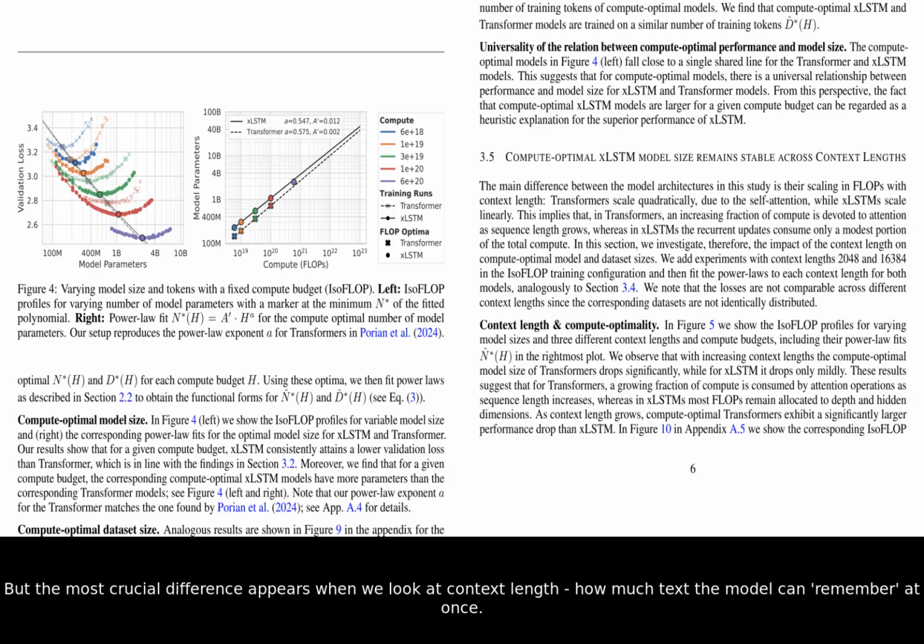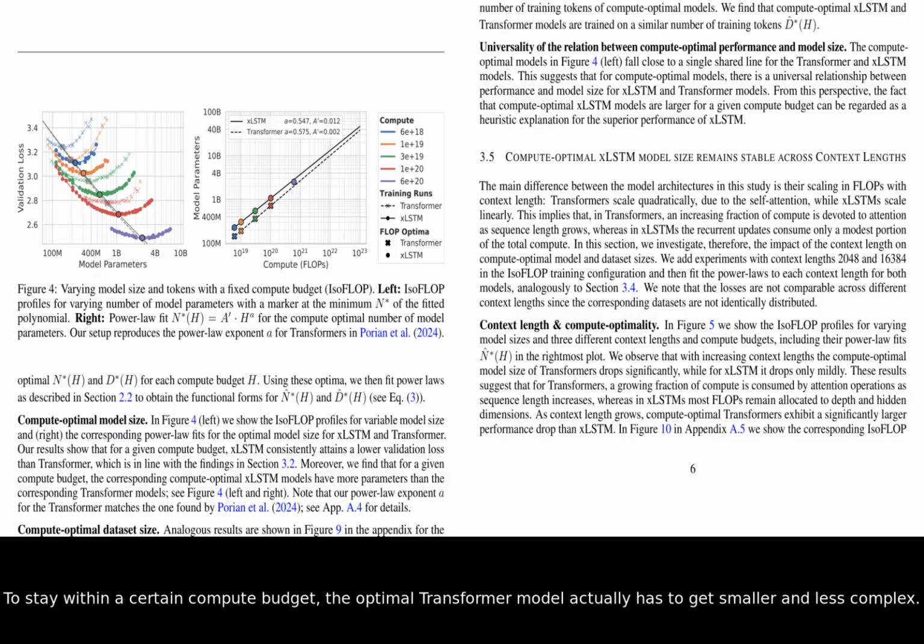But the most crucial difference appears when we look at context length, how much text the model can remember at once. For a transformer, as the context length increases, its quadratic costs for the attention mechanism become a huge burden. To stay within a certain compute budget, the optimal transformer model actually has to get smaller and less complex. In contrast, the optimal xLSTM model size remains stable, even with much longer contexts.